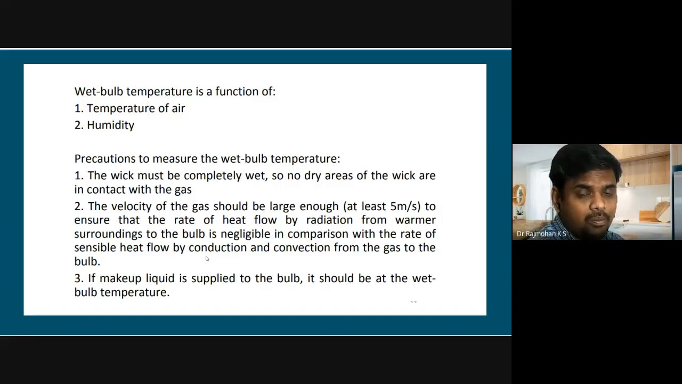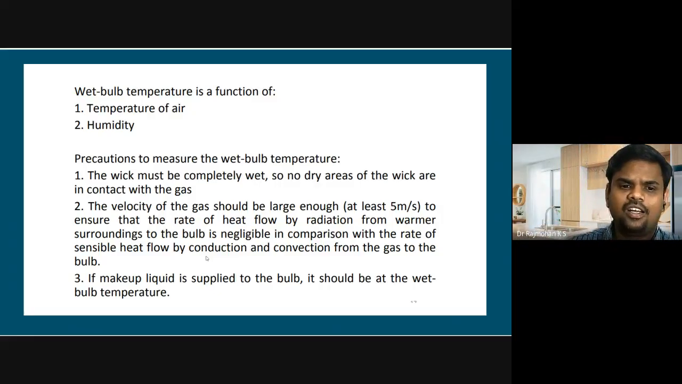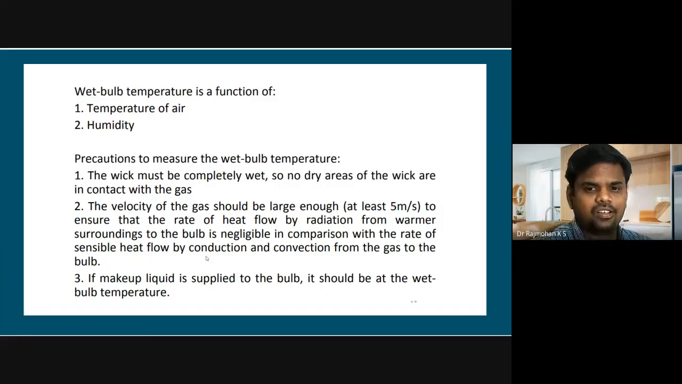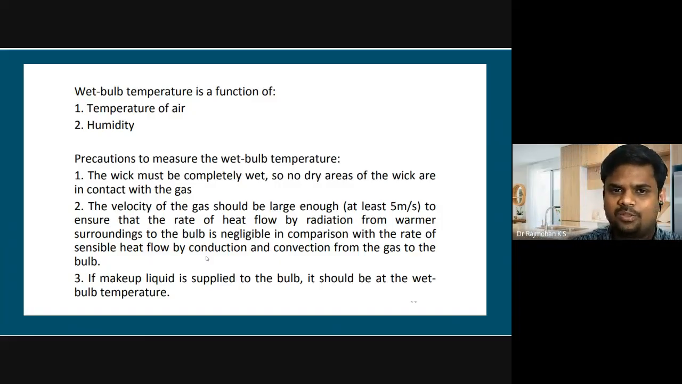First, while measuring the wet bulb temperature, what precautions need to be taken? The wick must be completely wet. It should not be that some part is dry and some part is wet. So no such business.